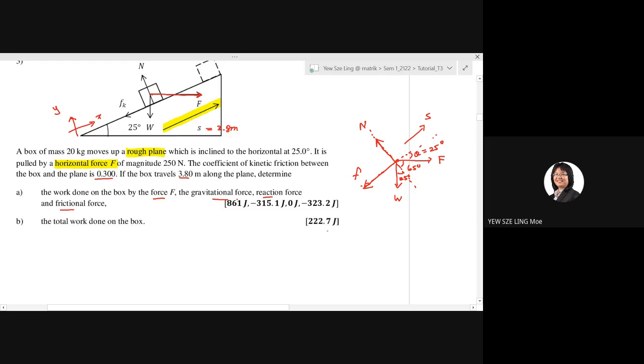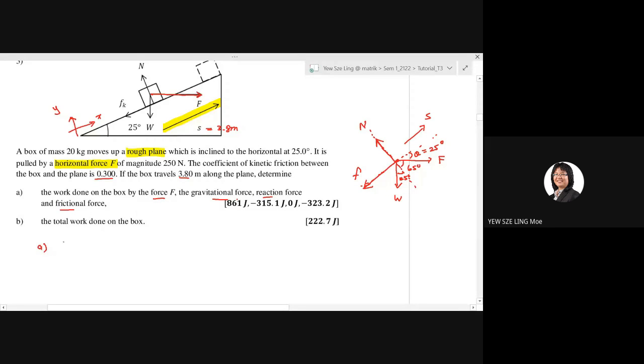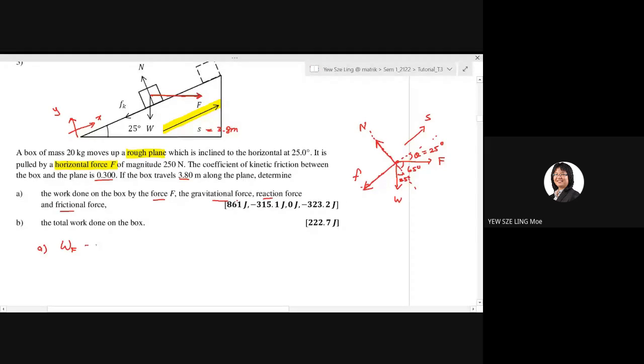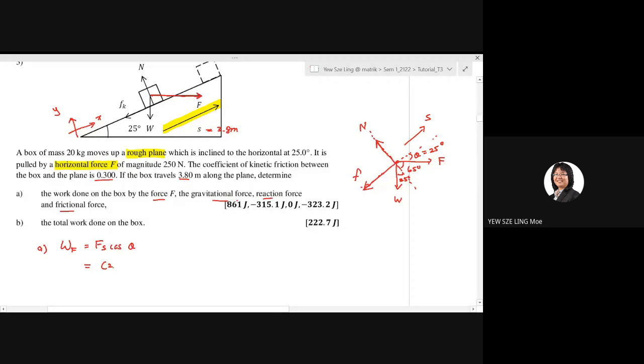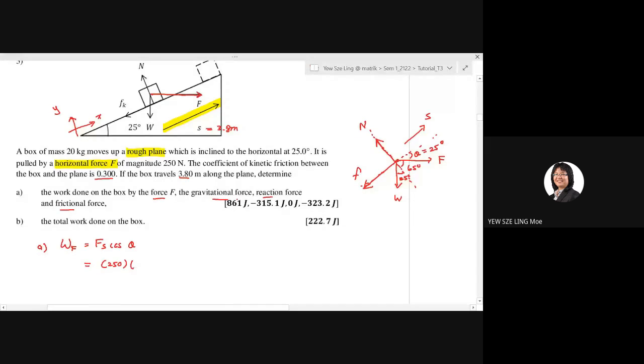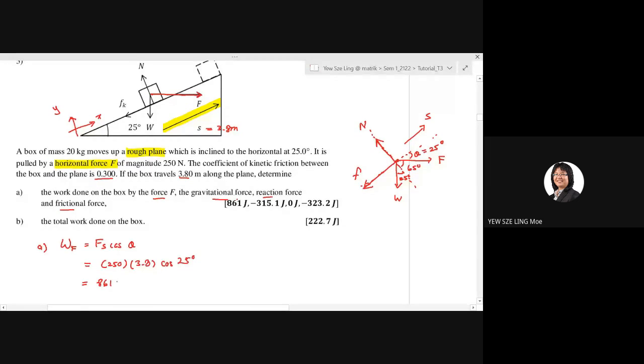Now we can calculate the work done. For part A, I'm going to follow the sequence again. W_F equals Fs cos theta, which equals the horizontal force of 250 Newton, times the displacement, 3.8, times cos 25 degrees, which gives me 861 joules.